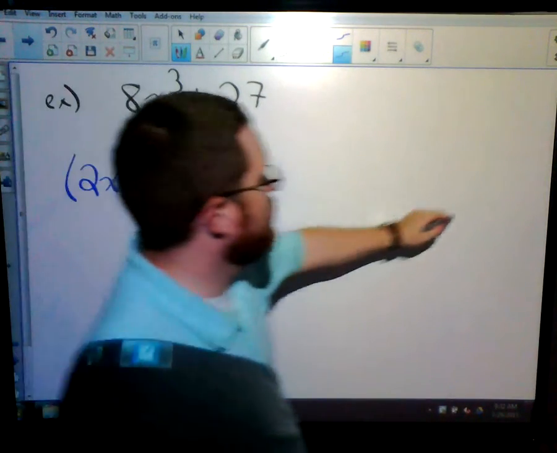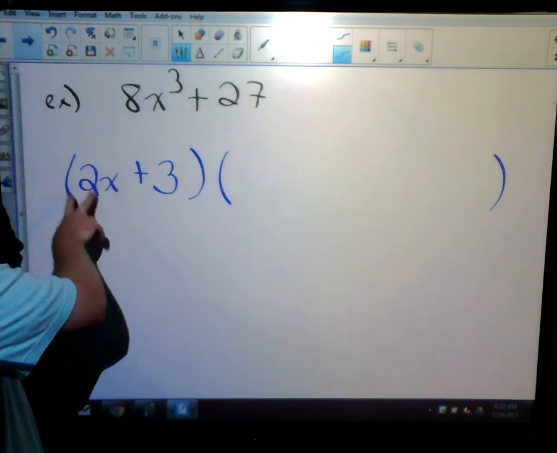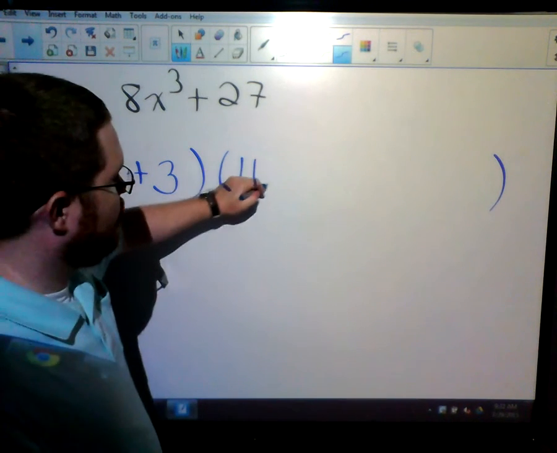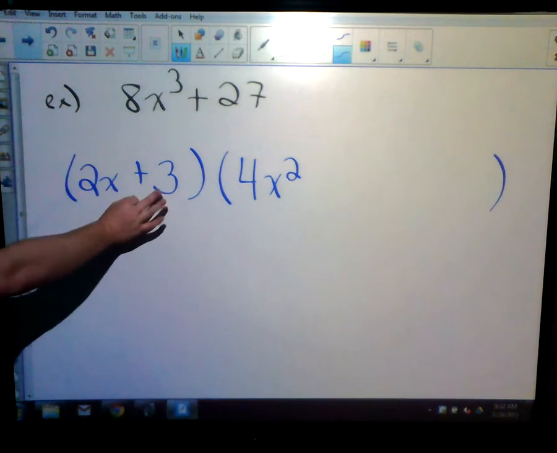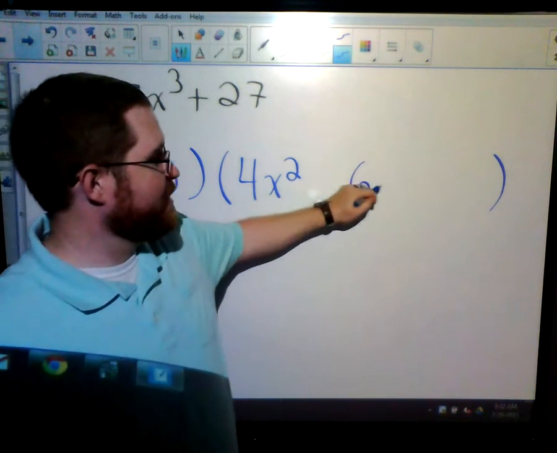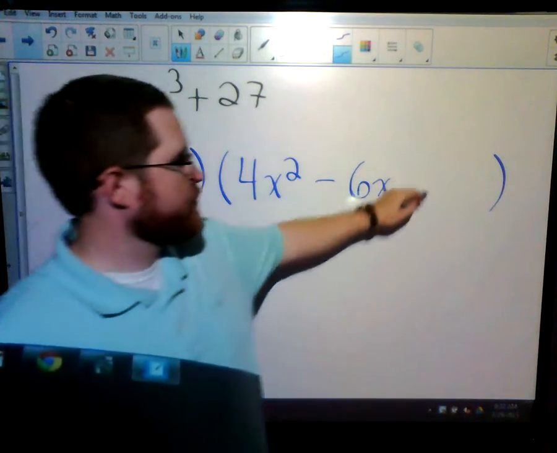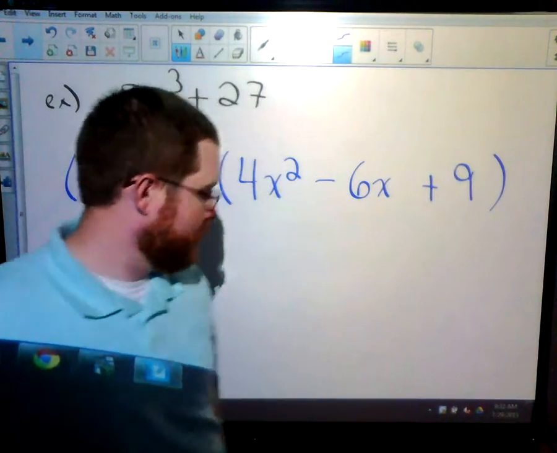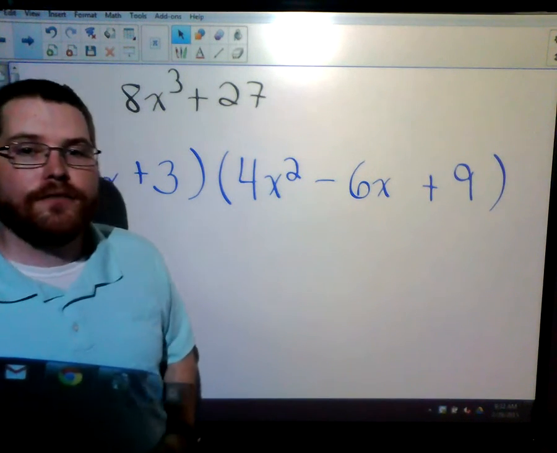So take the cube root, square the first. This is not 2x squared, it's 4x squared. Multiply together and change the sign and square the last. So that's perfect cube binomials factored.